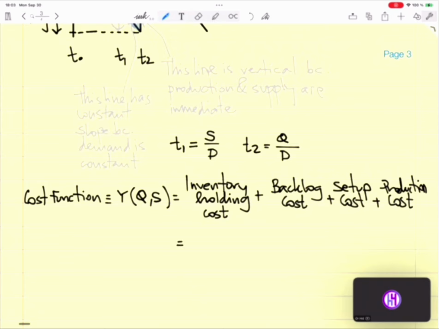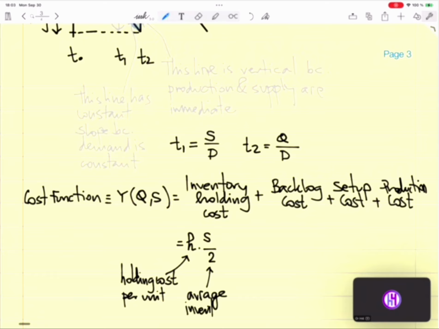Holding inventory cost is very similar to before. We have H, which is the holding cost per unit. We have the average inventory. We have the time to consume the inventory, which is S divided by D.